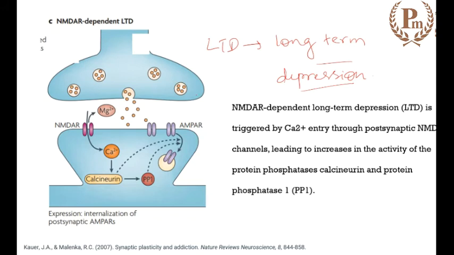We'll take an example here of NMDA-dependent long-term depression. And how is it triggered? Let me tell you. Suppose there were impulses, and again I'm taking glutamate as my neurotransmitter. When the glutamate is released, it goes and binds to its AMPA receptors. Well, good enough. Then there was a change in the polarity of the postsynaptic end.